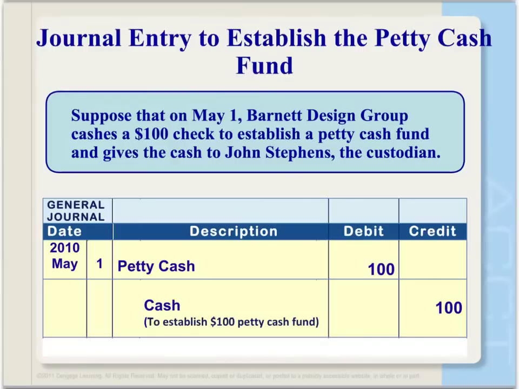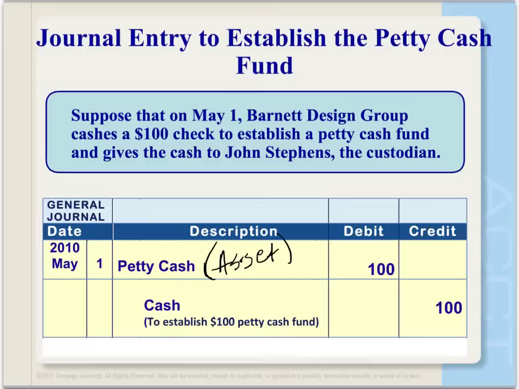So our first journal to take a look at is the journal entry that we use to establish the petty cash fund. A journal entry is made to record the establishment of the fund. In this example, assume that Barrett Design Group cashes a $100 check to establish a petty cash fund and gives the cash to John Stevens, the custodian. A debit to record the petty cash is done, as you can see here. This petty cash account would be an asset in your asset category, right around cash. And then we're going to do a credit for cash.